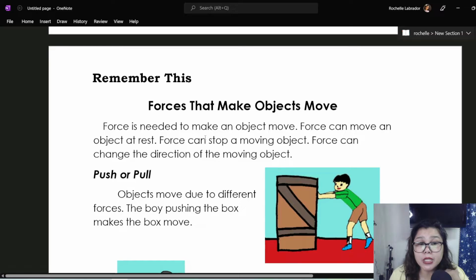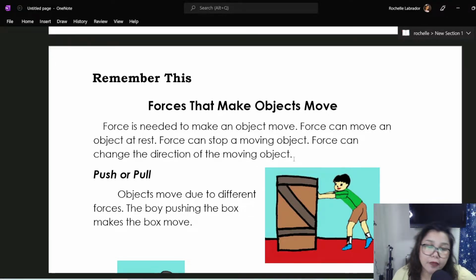Okay, remember this, forces that make objects move. So, force is needed to make an object move. Force can move an object at rest. Force can stop a moving object. So, it doesn't only make things move, it can also stop an object. Force can change the direction of the moving object. That's why by using force, the object can move rightward, leftward, forward, or backward.